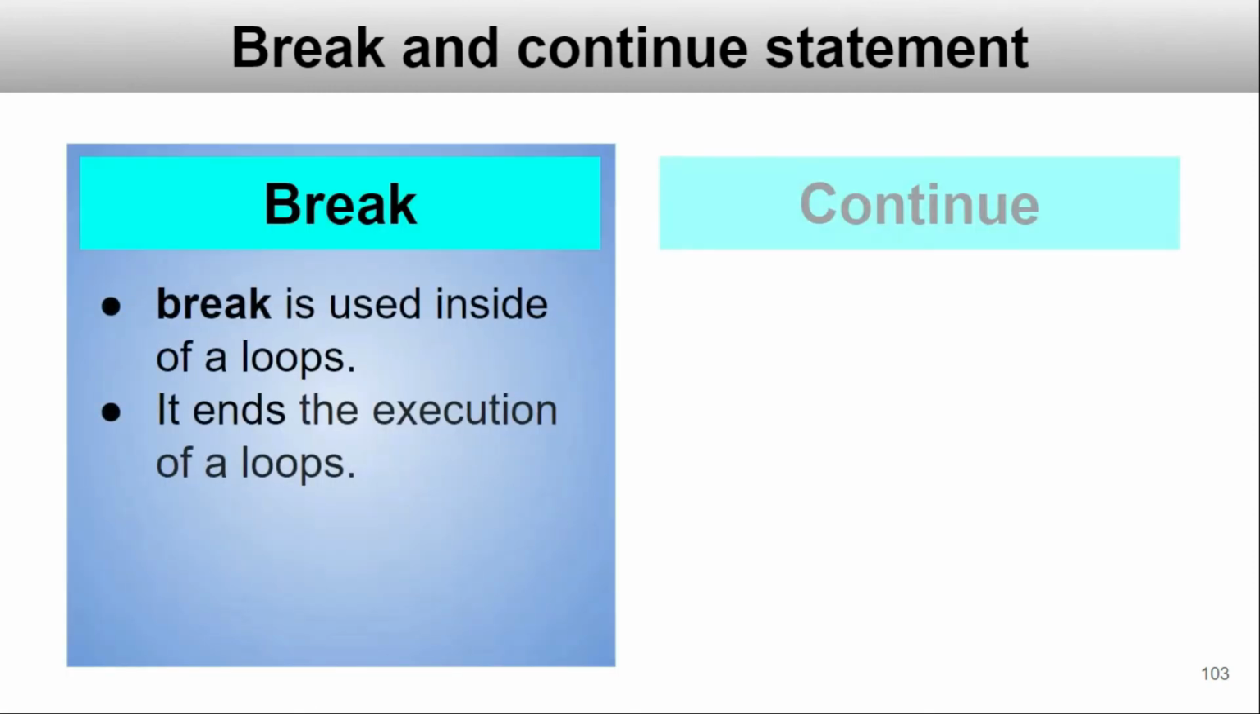So now we are going to talk about break and continue statement. So what means break statement? So break statement is used inside of loop, means we cannot use break statement outside of loop. We need to use this break statement only inside of loops, and it ends execution of loops. So by using break statement we can end our execution of loops in for loop or while loop. When we use this break statement, it directly ends our execution.